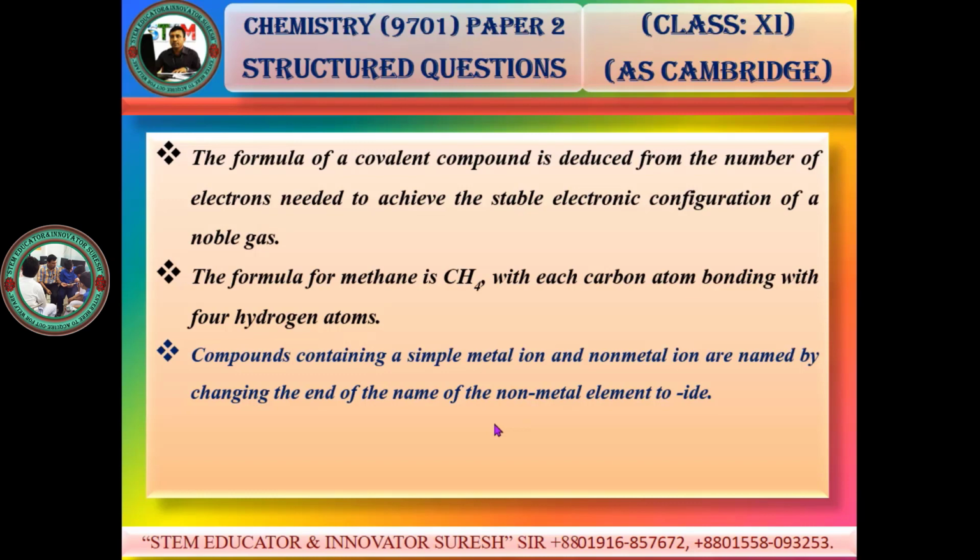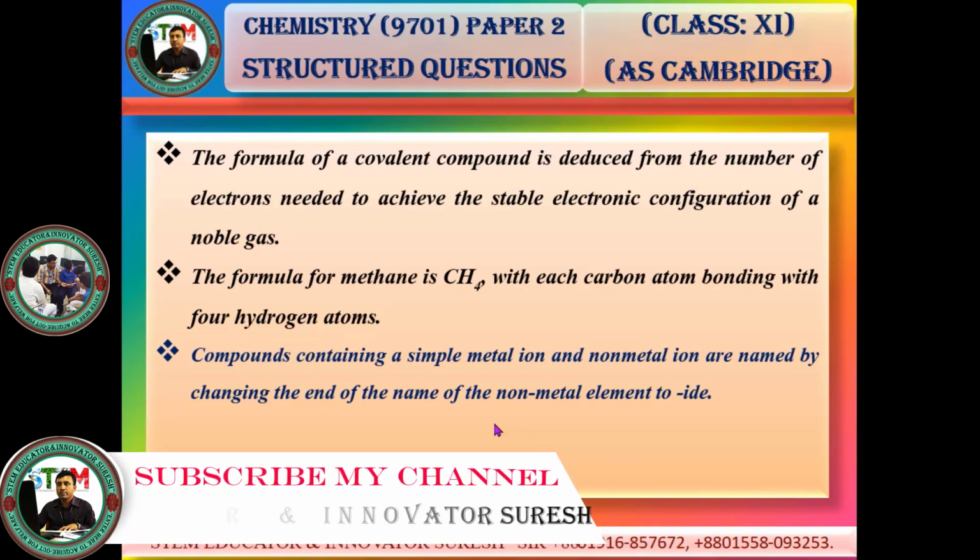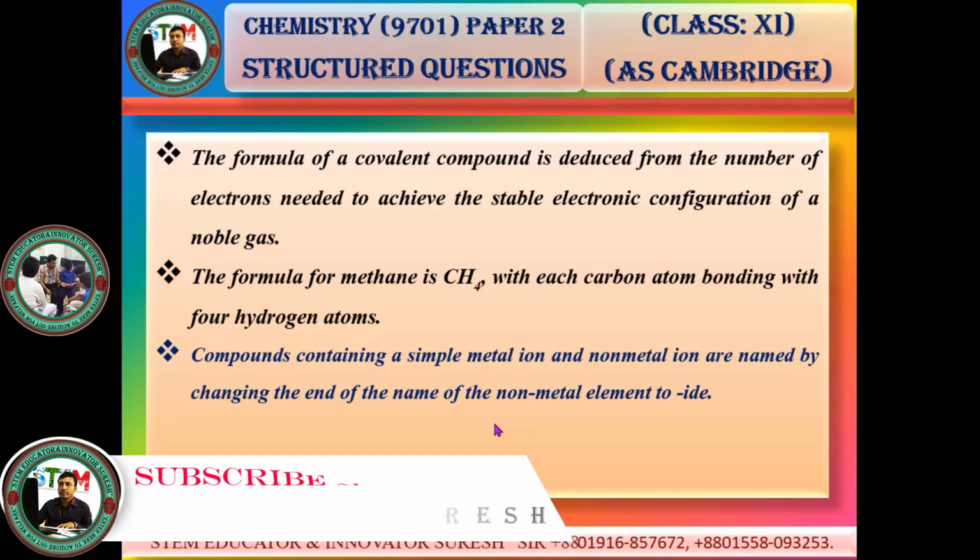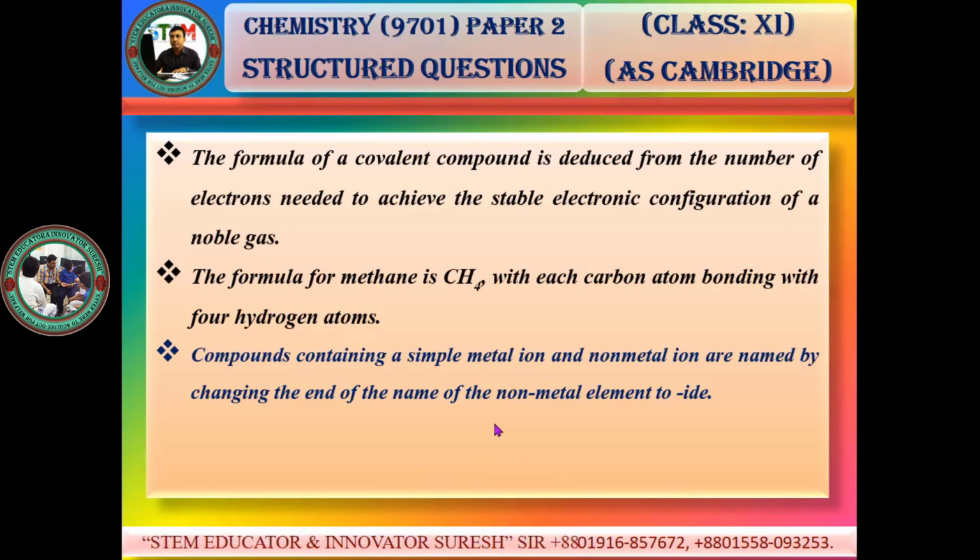The formula of methane is CH4, with each carbon atom bonding with 4 hydrogen atoms. One carbon atom is bonding with 4 hydrogen atoms. By means of that, carbon is getting 4 electrons from 4 hydrogen atoms, making its octet full like the nearest noble gas, and hydrogen is also making the nearest noble gas helium structure by having 2 electrons.